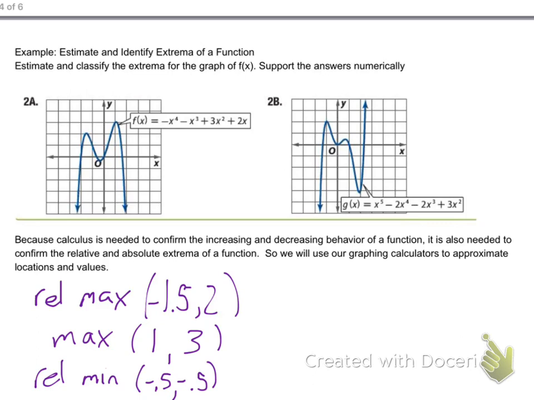Now, look above. It says support your answers using the table. So how can I use a table to support this? Let's use the example of the maximum point. If I made a table, how can I use it to demonstrate that 1, 3 is a relative max, also the true max? What can you guarantee about 3? It'll be the highest y value.